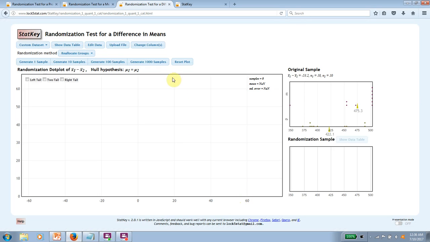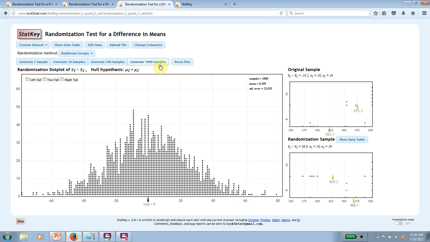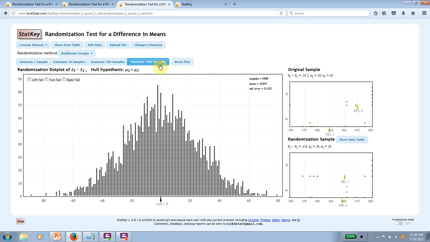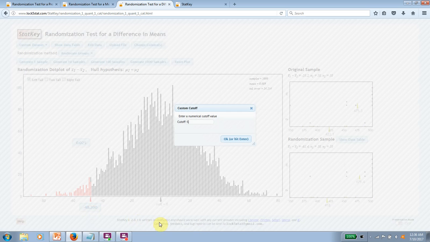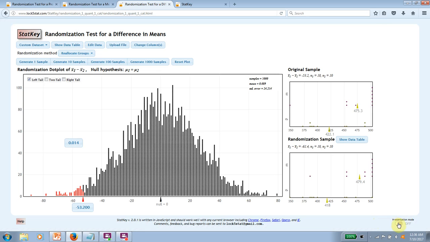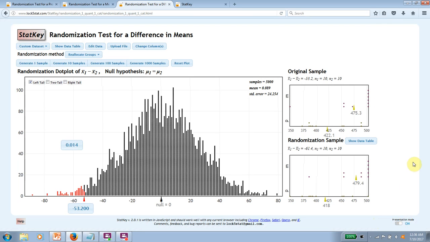Then generate 5,000 randomization samples. And this one I'll do the right way and just say it's a left tail, and we want that to be bounded by negative 53.2. And this time I happen to get the exact same p-value that I have in the slides.